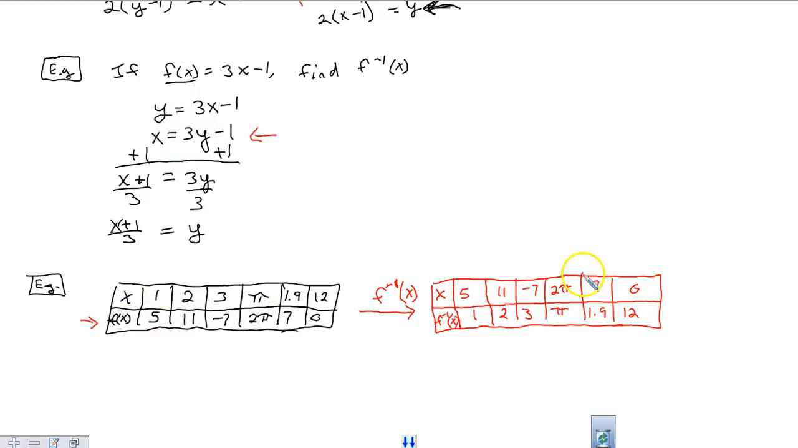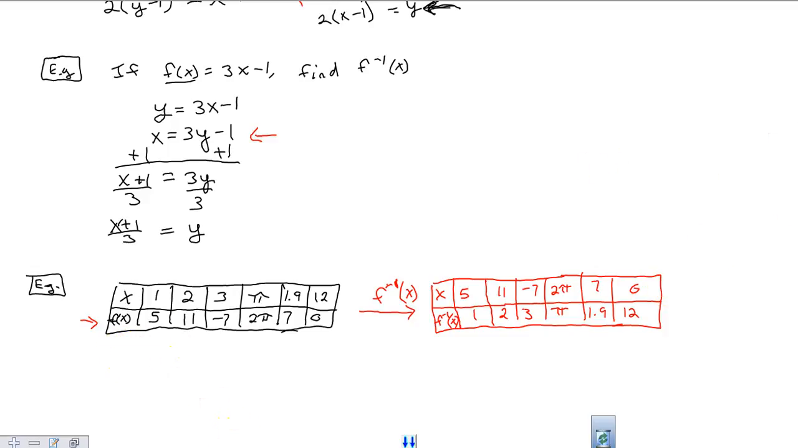These y values become x values and x values become y values. Whoops, let me clear my screen here. So we do have an important point here. I think I want to start this by listing the domain and range of f and listing the domain and range of f inverse.